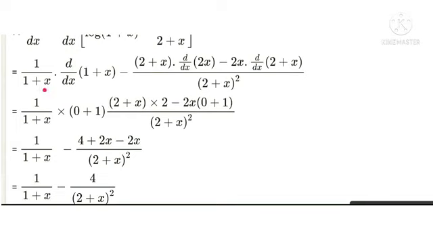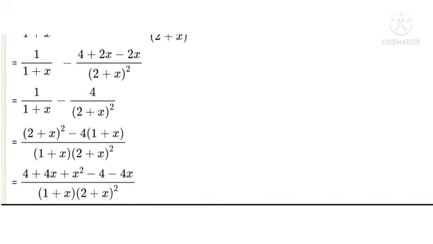So 1 upon 1 plus x as it is, derivative of 1 is 0, derivative of x is 1. 2 plus x as it is, derivative of 2x is 2. 2x as it is, derivative of 2 is 0 and derivative of x is 1. And 2 plus x bracket square. So we get 1 upon 1 plus x minus, see here, 4 plus 2x and here minus 2x upon 2 plus x bracket square. 2x gets cancelled. So remains 1 upon 1 plus x minus 4 upon 2 plus x bracket square.